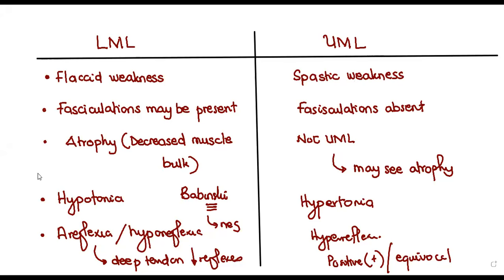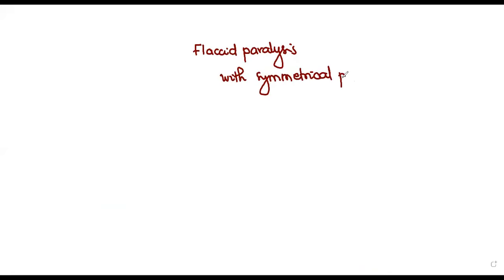So summing everything up, if I can clean with your permission, summing everything up, the clinical features of Guillain-Barré is actually flaccid paralysis, or flaccid weakness, with symmetrical paresthesia. That is what? The sensory deficit. Symmetrical paresthesia.